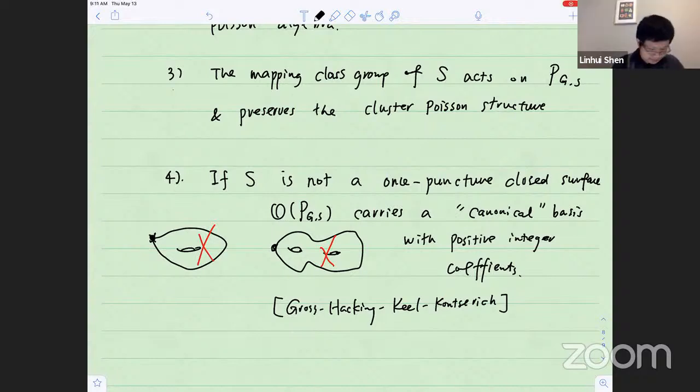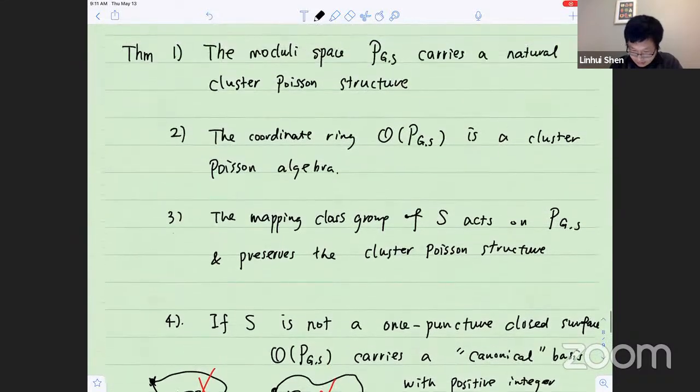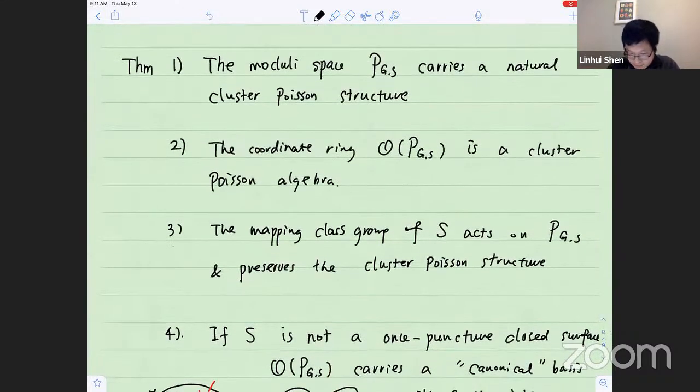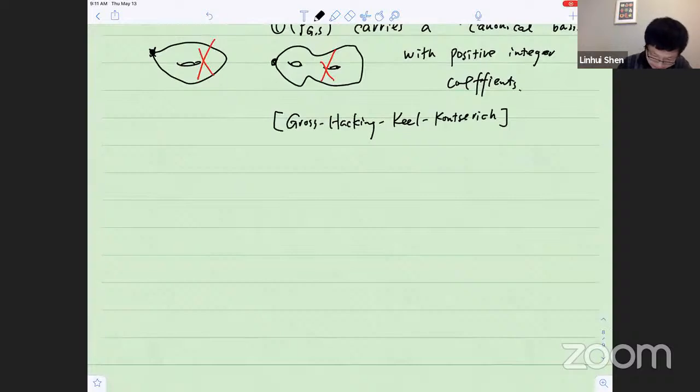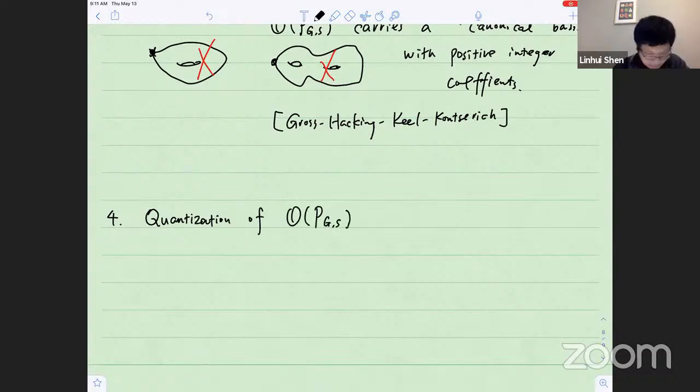Okay, so this is the result. It shows that this moduli space carries a cluster Poisson structure, which is natural because it's compatible with the mapping class group action. And there are also some other group actions which preserve this construction. Now let's focus on one example. Part four: let's consider the quantization of this coordinate ring and its connection with the quantum group.